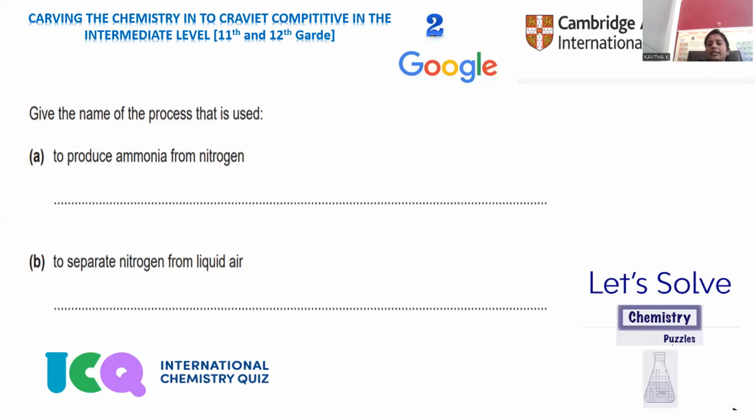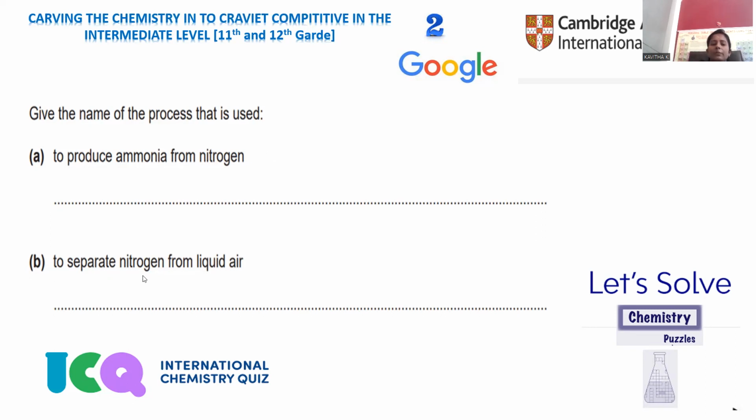Question number 2 is collected from Cambridge Assessment International Education. Here, give the name of the process that is used. Some industrial application is provided over here, to produce ammonia from nitrogen. In order to synthesize ammonia from nitrogen, we have multiple methods. So many methods are there, and any one method we can mention over here.